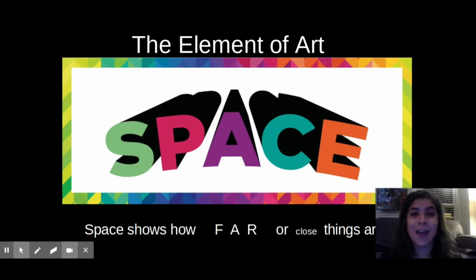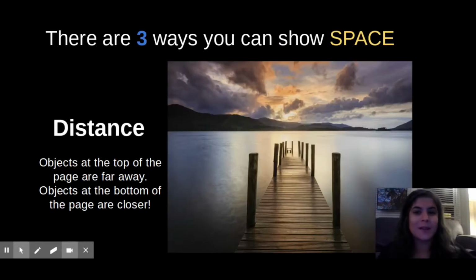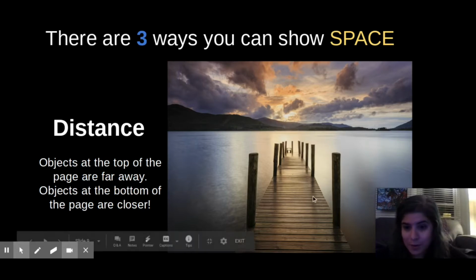We're going to be taking a look at a few different landscapes so that we can realize what makes up a realistic landscape. There are three ways that you can show space in your landscape. The first way is distance. So if you take a look at this photograph, objects at the top of the picture are going to be what's farthest away. So what do you think is the furthest away in this picture? If you said the sky or the mountains, you would be right because they are closer to the top of the picture. As you go down your picture, things will become closer and closer and closer.